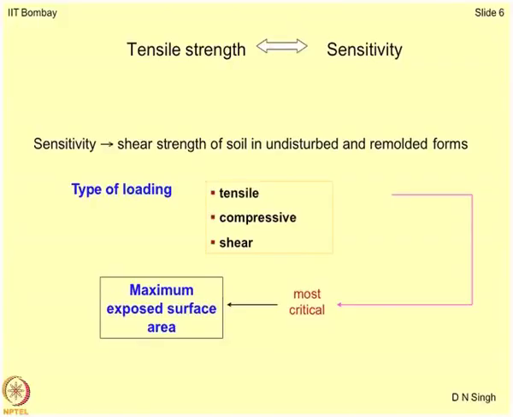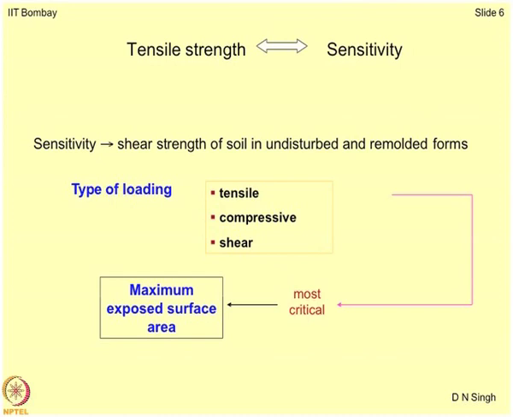The most critical would be a situation where you have maximum exposed surface area. Surface area of what? Surface area of grains. That means, this phenomena also gets correlated with the physical and mineralogical characteristics of the soil mass. Is this okay? Because the activity of the grains is nothing but the sensitivity.